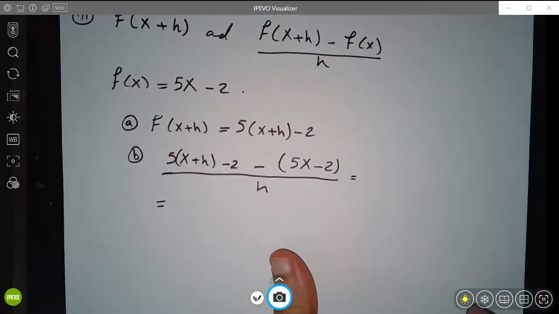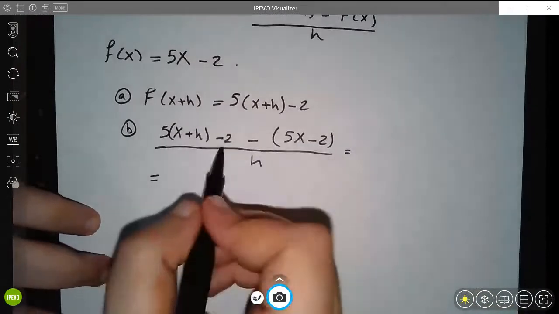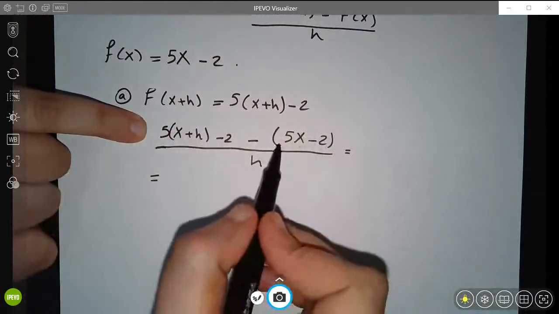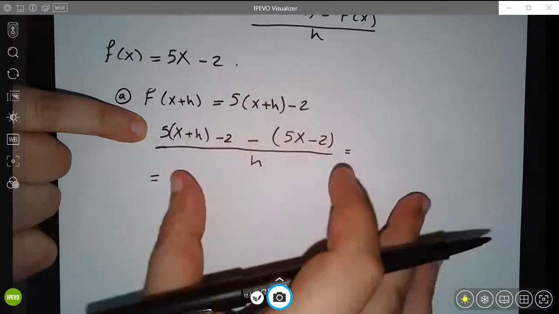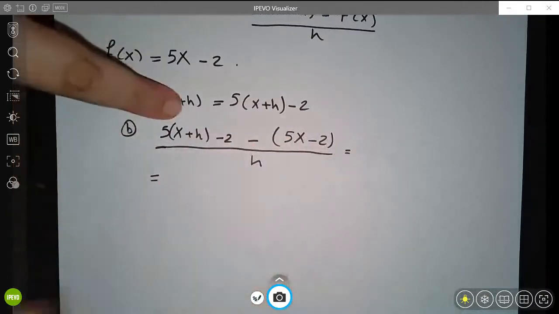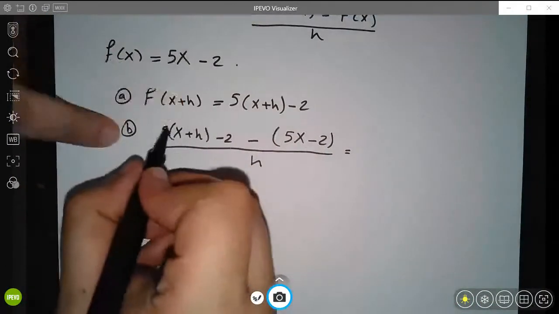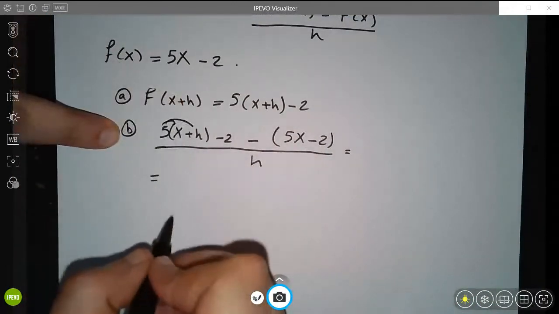So let's do that. First, try to open everything up. Let's get rid of the complications. So I have two pairs of parentheses here. I want to get rid of them. Let's start with this one. We have 5 multiplied by x plus h. So I'm going to multiply this 5 in, like that.